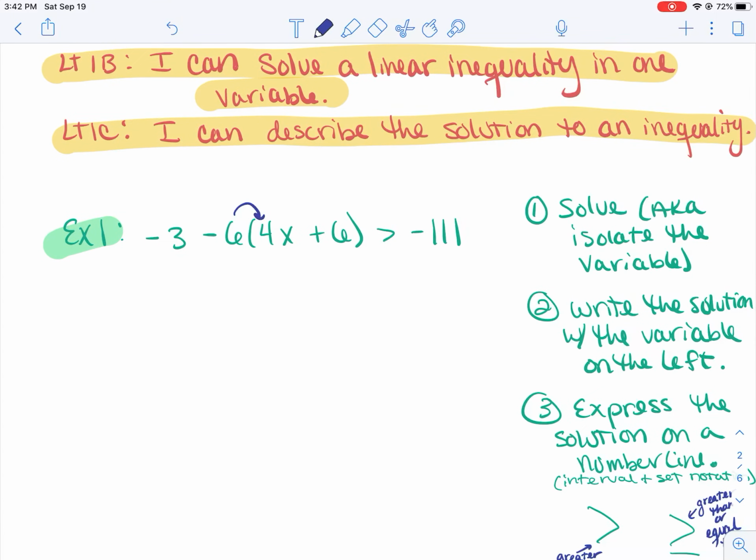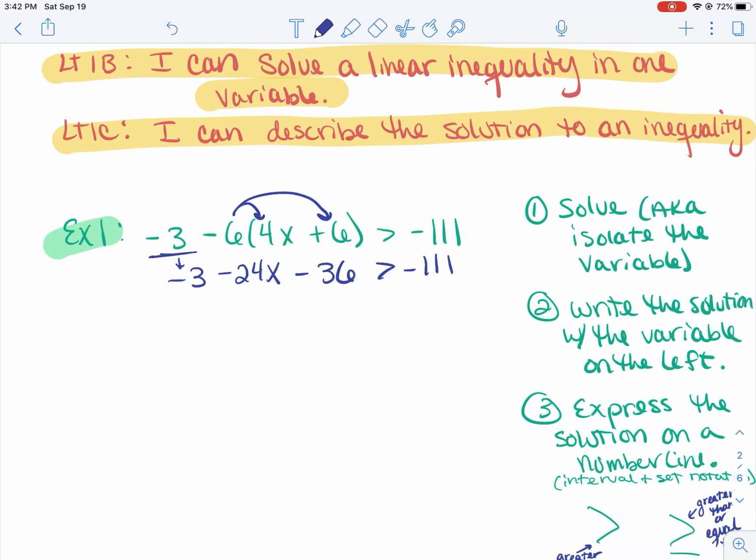So -6 times 4x would be -24x. The negative comes with it. And -3 is just hanging out here in the front. We're not going to touch that yet. And then -6 times 6 is -36. I'm going to finish the rest of my sentence and bring down the -3, okay?